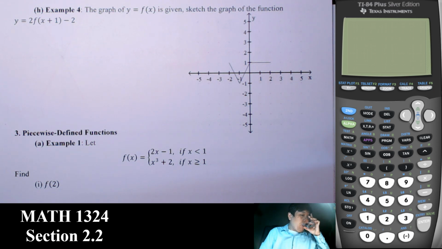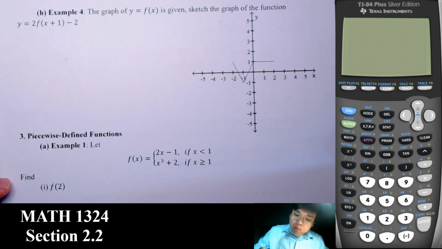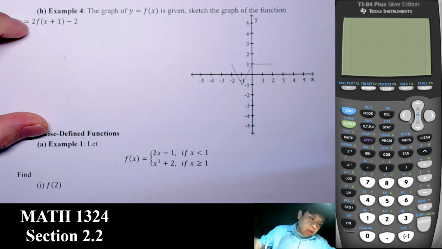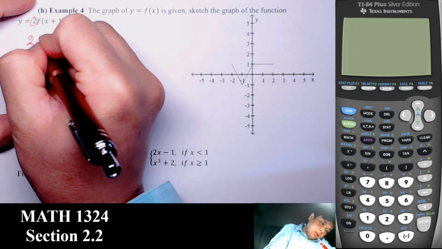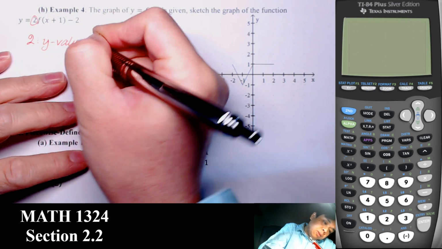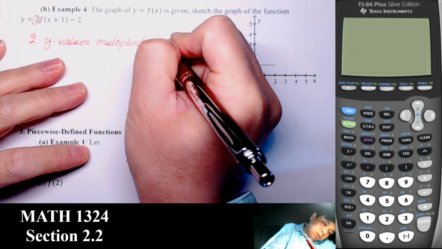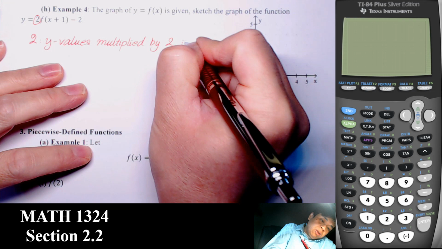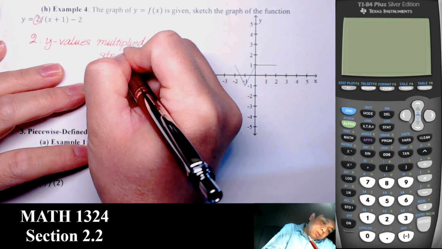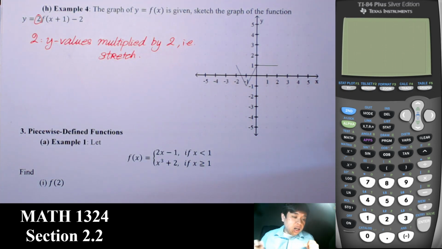Now we have this. So we have the basic graph. We have not the basic graph. We have the graph of the function given like this. Now we just focus on the transformation. Again, there's a 2 here. So that means our y values are multiplied by 2. Multiplied by 2, meaning that it's going to stretch. If it's less than 1, it's going to shrink.